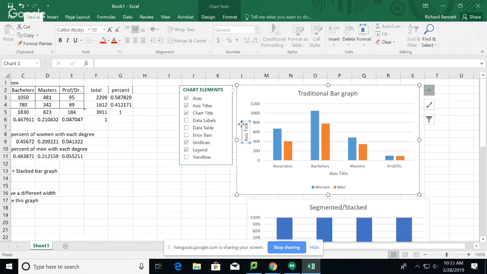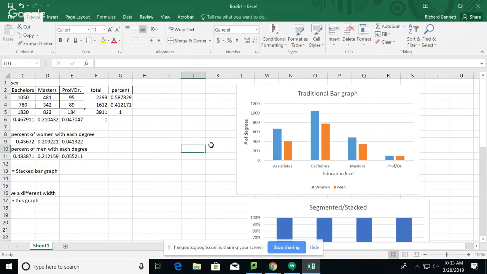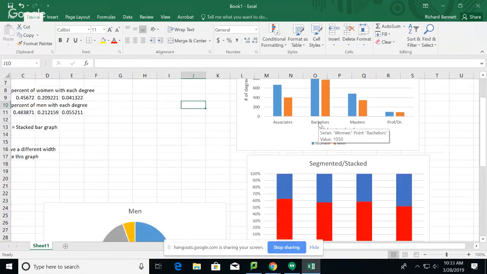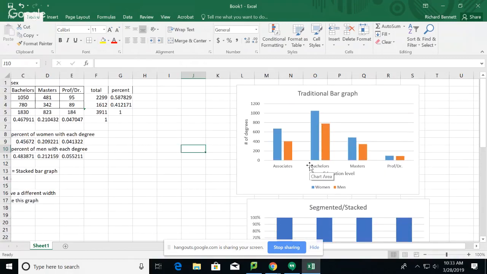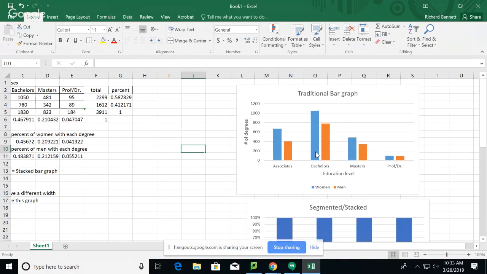So what should we put in here for axis titles? Number of degrees. And down here, we have type of degree. Education level, yeah, or type of degree, that would be fine. So make sure you're doing that. One of the nice things about the bar graph is you can see bachelor's degrees are where it's at. That's my biggest number. So one way to combine the stacked bar graph with the traditional bar graph is to do what's called a mosaic graph.